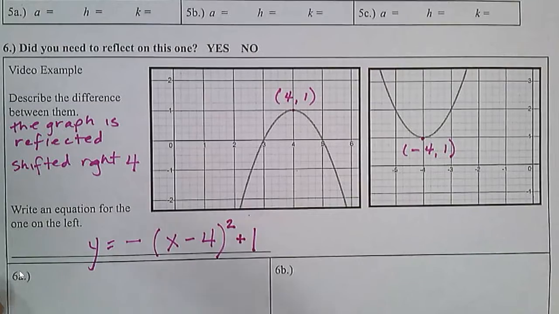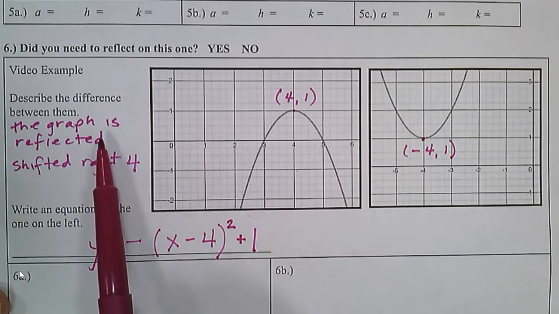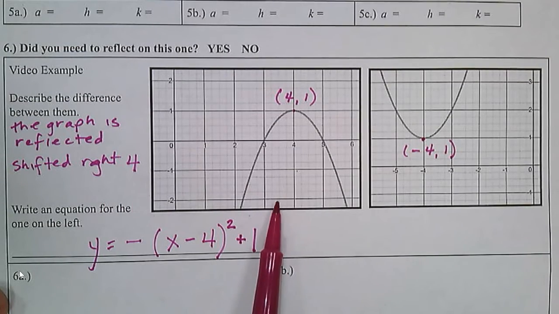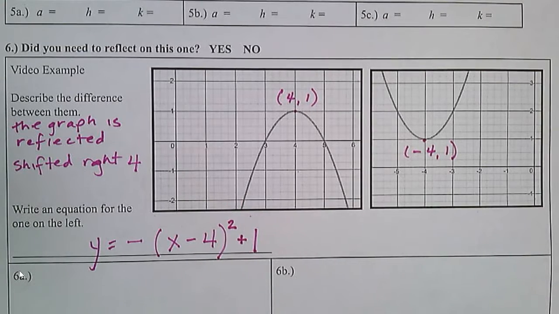So I'm asking you to do a couple things here. I'm asking you to tell me the difference between these two things, and sometimes there's only one difference. And then I'm also asking you to write the equation for the graph on the left. So you'll do the same two things for 6a and 6b.